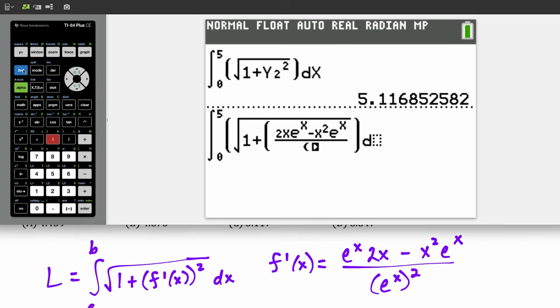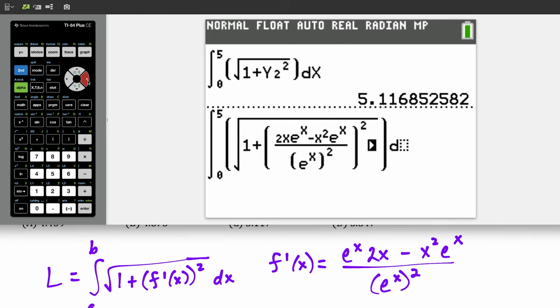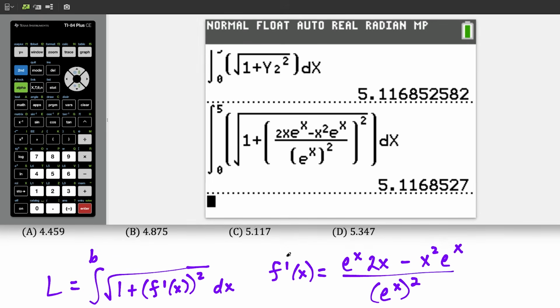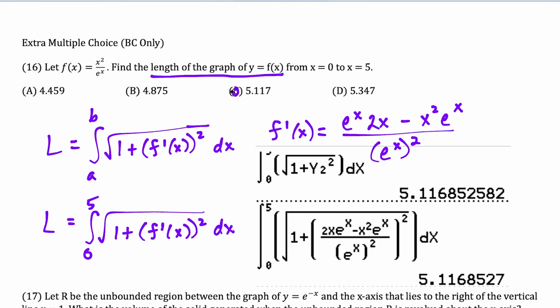So let's say I'll pretend here that I don't know that's e to the 2x. So I have e to the x on bottom here, and this part on its own is being squared. And now I get to the right of this, I close parentheses around the whole thing and I square that whole thing. Okay, so that's our derivative squared. But notice when we do this, we should get 5.117. And notice here we get 5.117. Okay, so either way, we're going to get choice C. So once again, we're going with choice C.